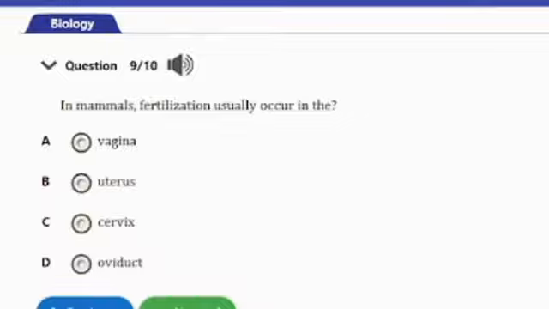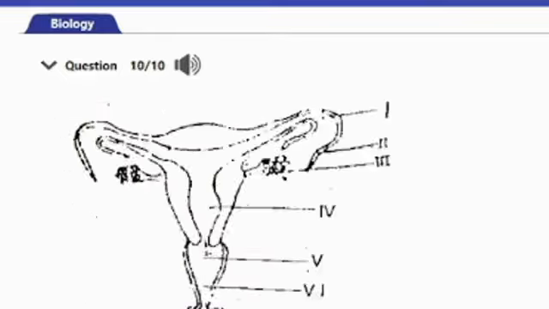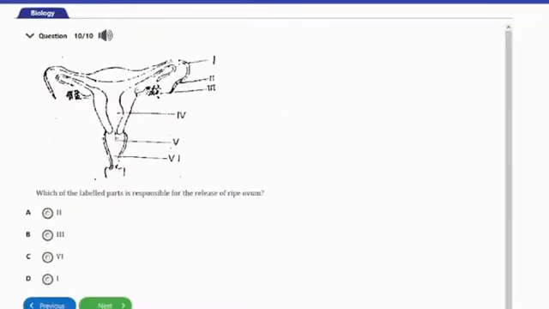Let's go ahead and consider the next and the last question, question number 10. It says, which of the labeled parts is responsible for the release of ripe ovum? We have A, II, B, III, C, VI, D, I. The answer to this question is option B, III. That's where the ripe ovum is being released from, and that's the answer to this question.